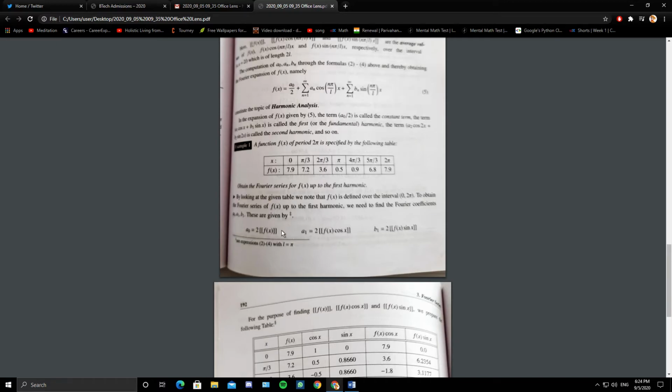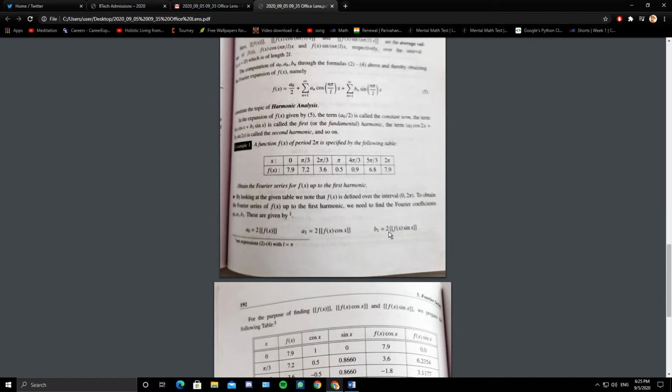So a naught, the constant term, the formula is 2 times the mean of f of x. A1, the first harmonic, is 2 times the mean of f of x cos x. B1 is 2 times the mean of f of x sin x. I repeat, a naught means the constant term, 2 times the mean of f of x. An is always associated with 2 times the mean of the product f of x cos.